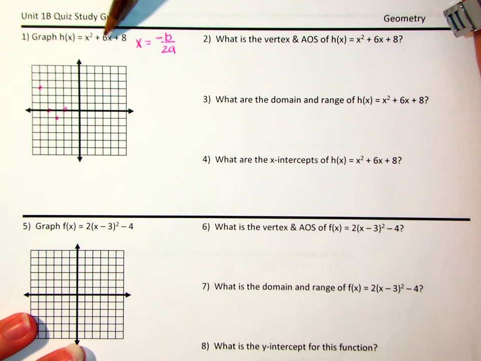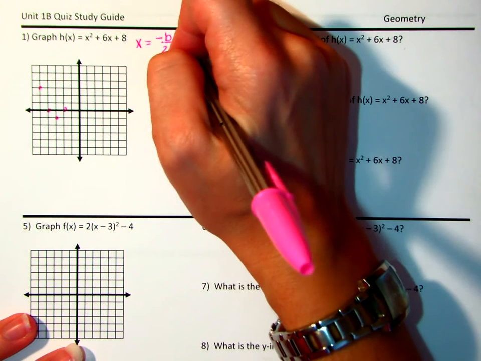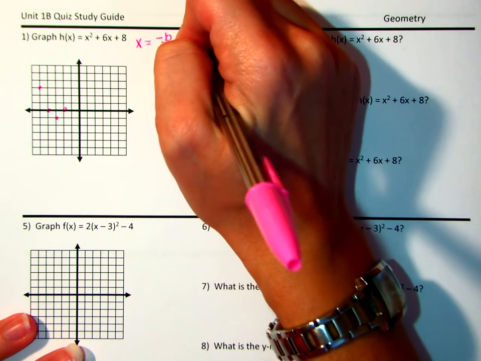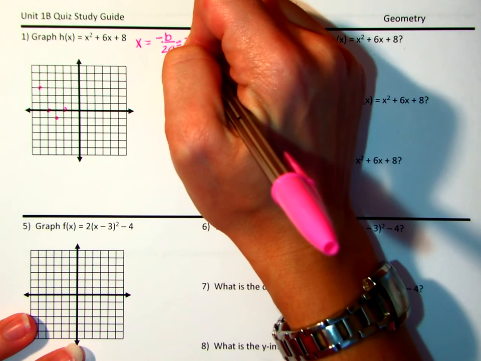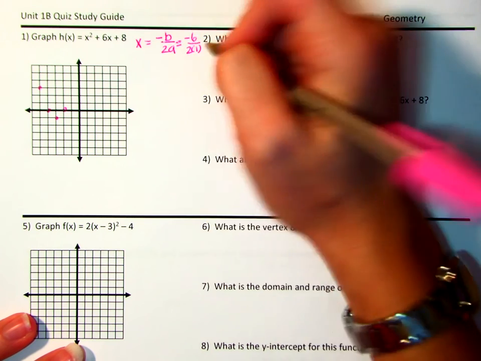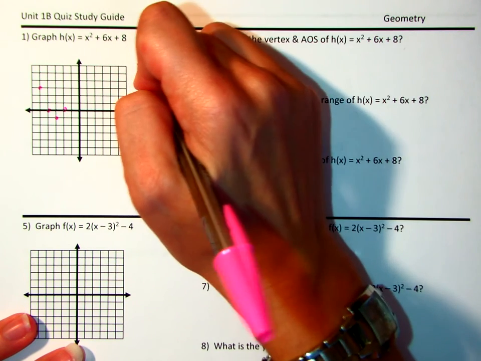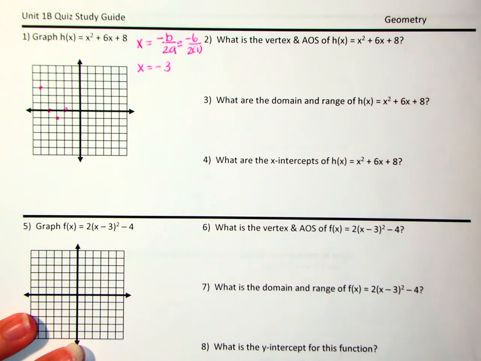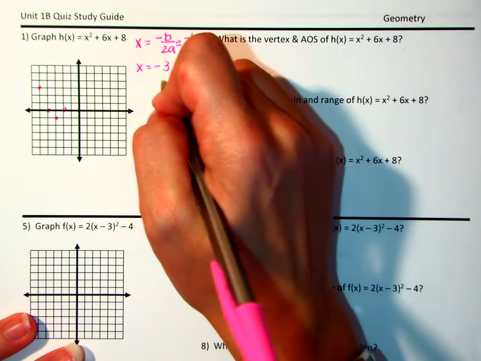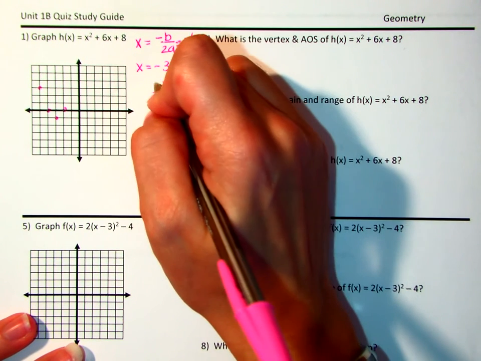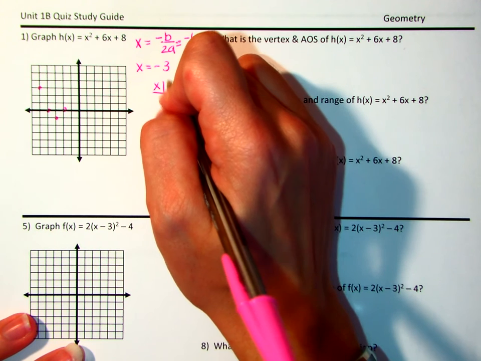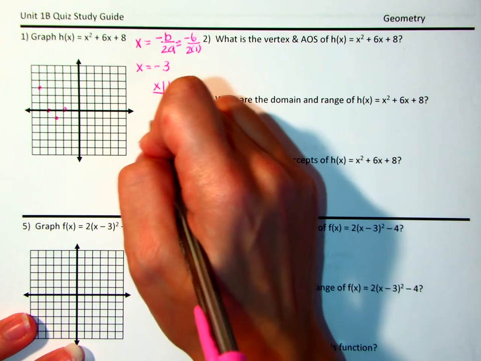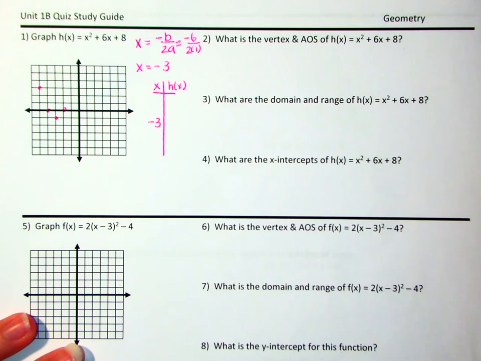So looking very carefully at this, we see that a is 1 because it's 1x squared, and b is 6. So if we put it in, it's negative the value of b, so negative 6, over 2 times a, which was 1. So in our x part of the vertex, we've got negative 6 divided by 2, which is negative 3. Now you can go ahead and get your table set up for this, knowing that negative 3 needs to be in the middle of the table, because that's going to be your value for your vertex.